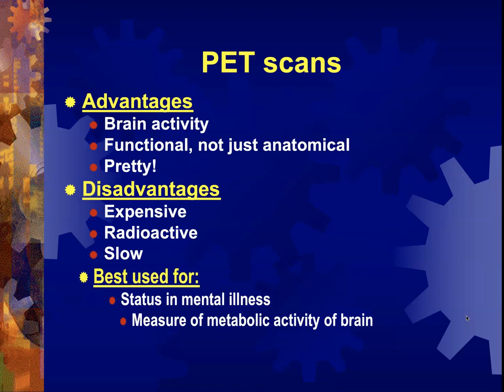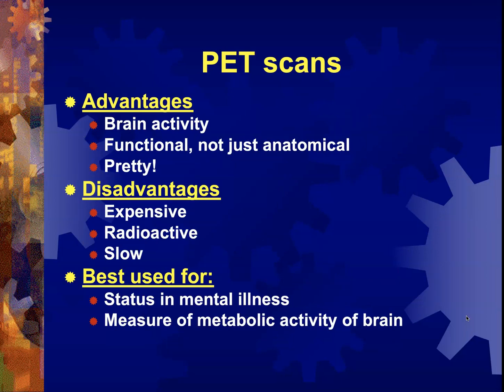And they're pretty pictures. All right, so an advantage to a PET scan is you see the activity to some degree, not just structure. So these are functional, not just anatomical. And they're pretty, which is bonus points for that. But they are expensive. The half-life of 2DG, this radioactive substance we use, is really short. So the chemicals have to be produced on site in a cyclotron, an atomic particle accelerator. So the PET scans are expensive.